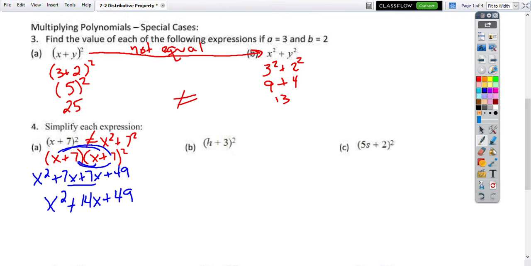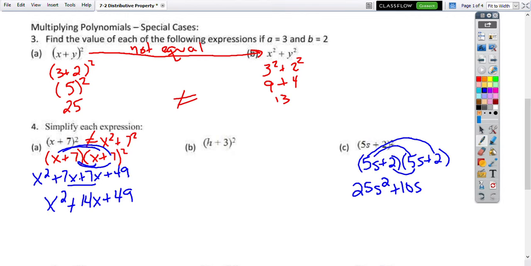So let's take a look at c here. So remember, I'm going to write it twice. So 5s plus 2 times 5s plus 2. All right? So 5s times 5s is 25, and then s times s is s squared. 5s times 2 is plus 10s. Then we do the 2 times 5s, which is another 10s. And then 2 times 2 is 4. So combine like terms, get 25s squared plus 20s plus 4.